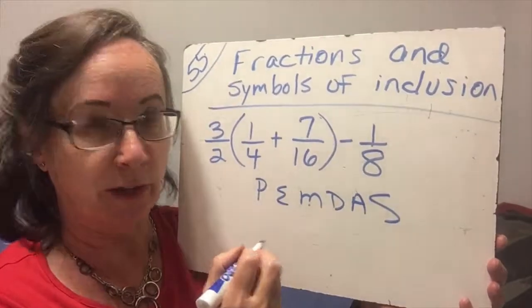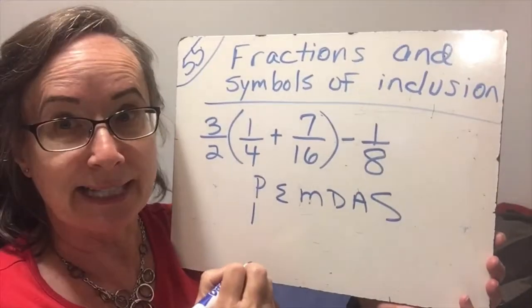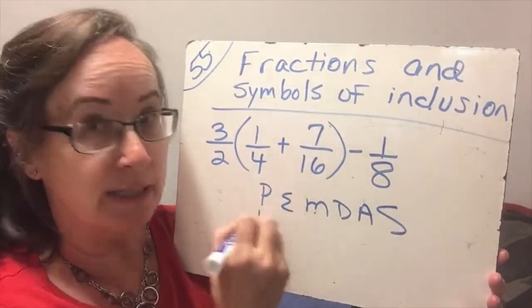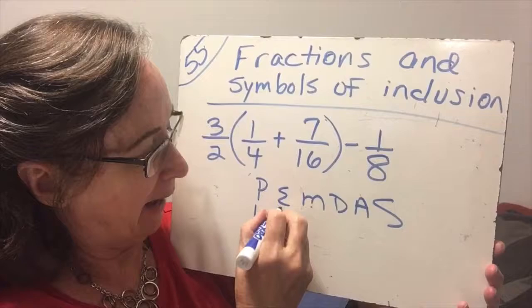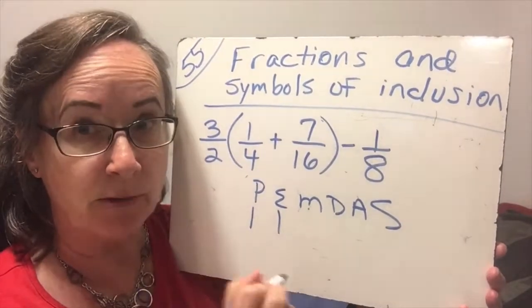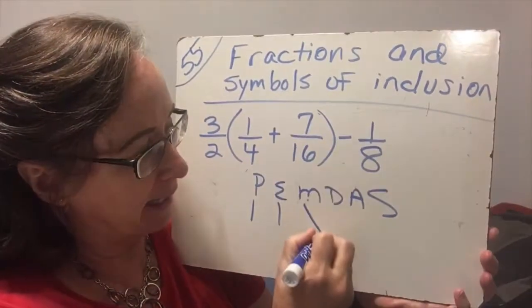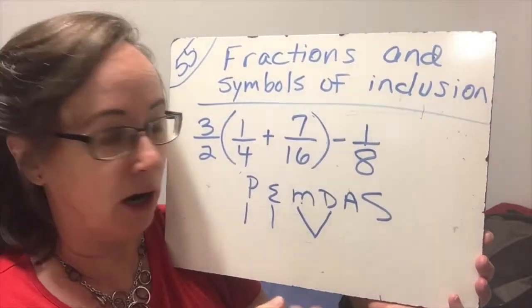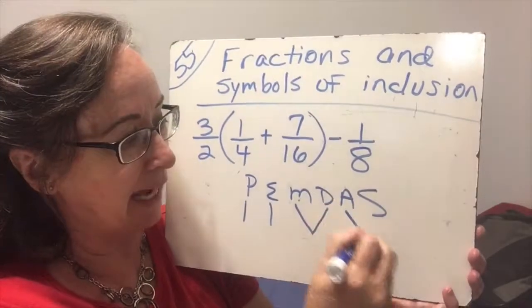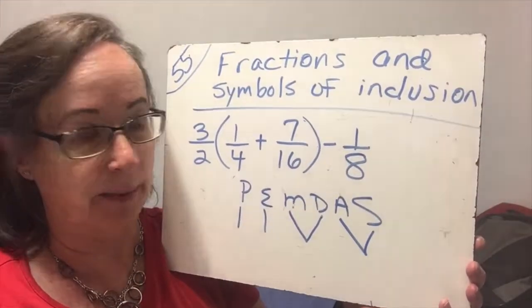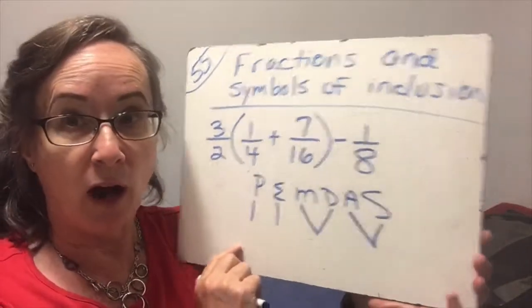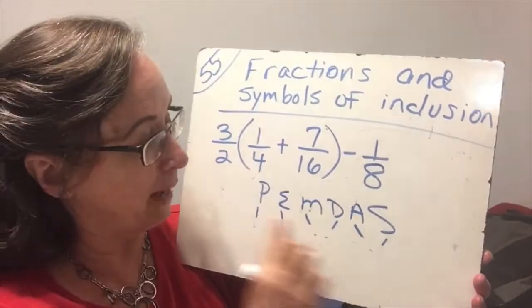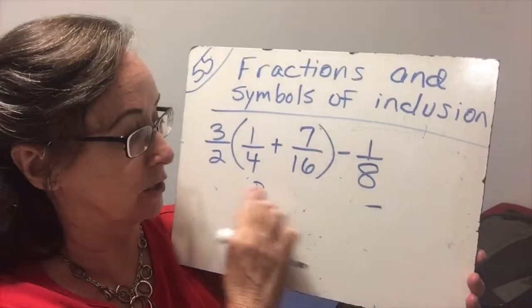And then remember PEMDAS. Let's review it. This is parentheses, brackets, and braces, all of our symbols of inclusion. And then E stands for exponents and roots. And then multiplication and division are at the same level. And then lastly, addition and subtraction come in. So we're always following this, no matter whether we're dealing with fractions or decimals.